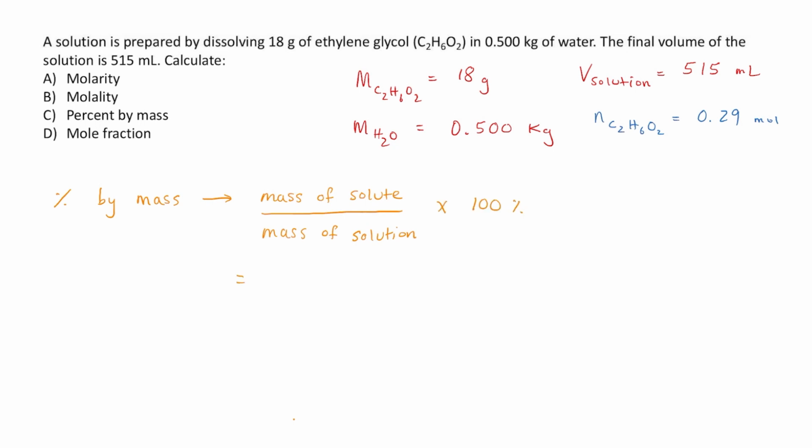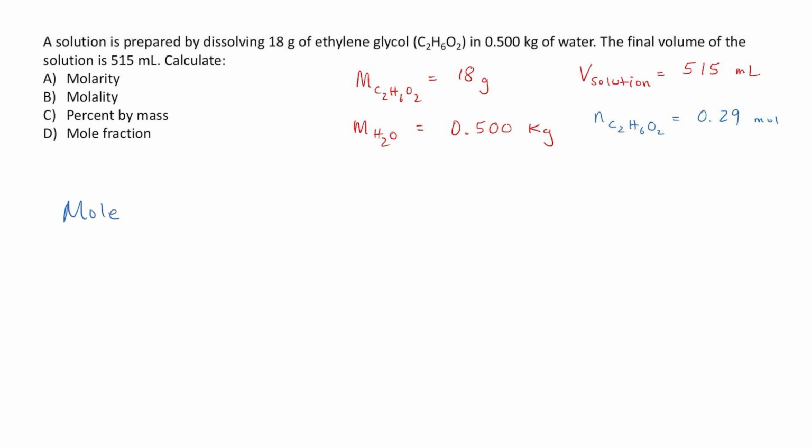The mass of the solute is just 18 grams, and then the mass of the solution is the mass of the solute plus the mass of the solvent. And make sure you have everything in the same units. And when we do the math, we can see that the percent by mass is 3.5%. And what this means is that by mass, there's 3.5% ethylene glycol in this solution.